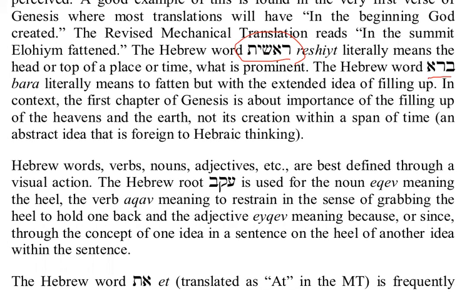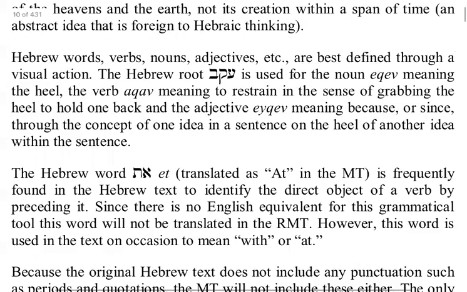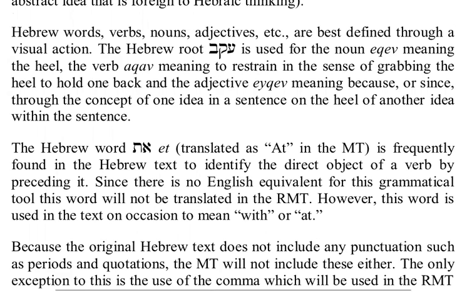Hebrew words, verbs, nouns, adjectives, etc., are best defined through a visual action. The Hebrew root ayin, kof, vav is used for the noun akev, meaning the heel, and the verb akav, meaning to restrain in the sense of grabbing the heel, to hold one back, and the adjective akev, meaning because or since, through the concept of one idea in a sentence on the heel of another idea within the sentence.